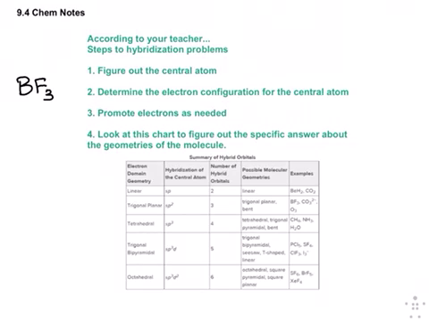Given that formula, figure out what your central atom is going to be. In this case, what's our central atom? Boron. And the 3 fluorines are going to come off of it like this. So determine the electron configuration for that central atom. So boron is 1s2, 2s2, 2p1.